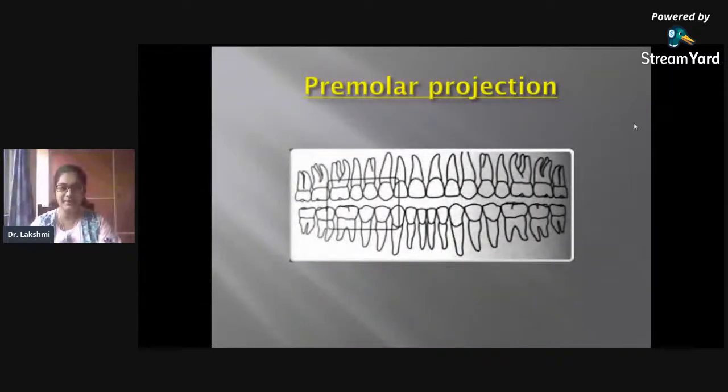So how is a premolar projection done? See this one. This is a diagram showing the full mouth, the dentition. Suppose we are taking the first and the fourth quadrant. Then, if you want premolars to be visualized, in projection geometry there was a rule: the area of interest should be in the center of the film. So here we want to visualize premolars, upper 4 and 5, lower 4 and 5. So the film is positioned here, this way, so that both the upper and the lower premolars fall somewhere in the center of the film. So this is how a premolar projection looks.